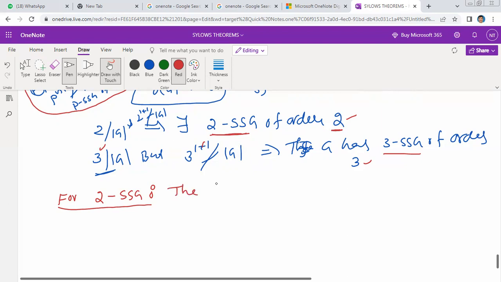The subgroups of order 2 of G, meaning in S3, are the 2-Sylow subgroups.